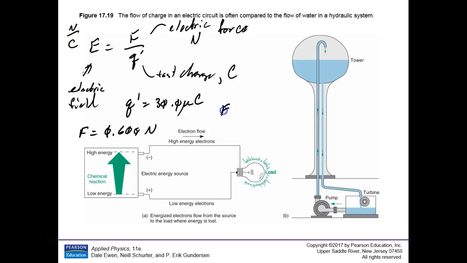Pretty straightforward. E is equal to F over Q prime. Okay? And your force is 0.600 newtons divided by, I'll write it out in scientific notation, 30.0 microcoulombs. That's times 10 to the minus 6 coulombs. That's what micro means, 10 to the minus 6.